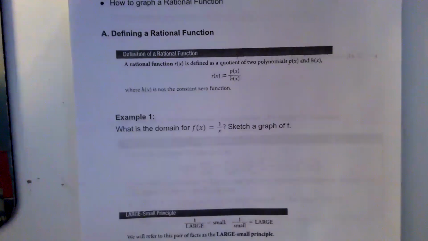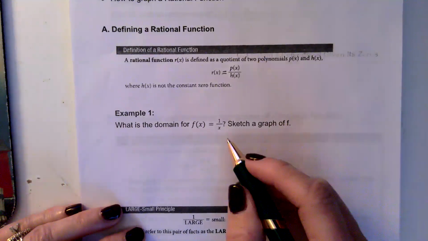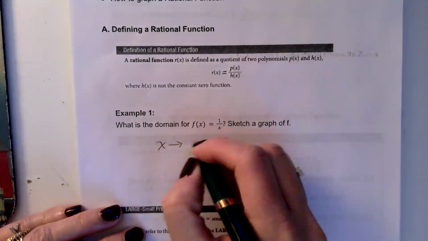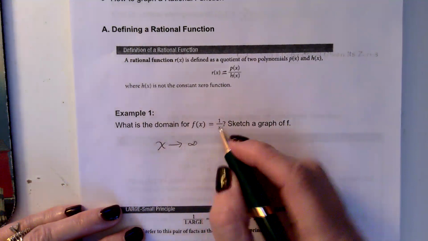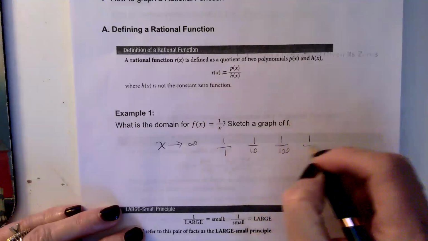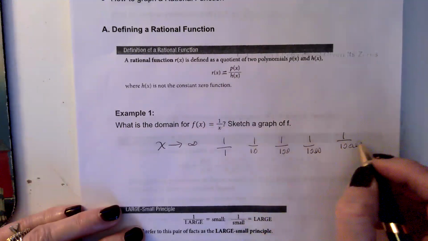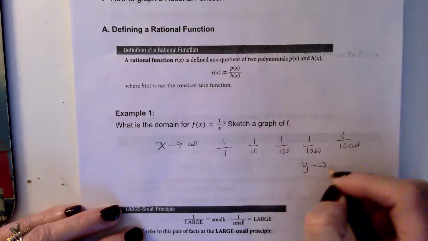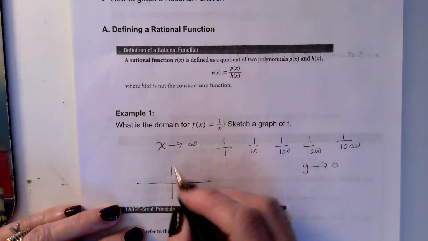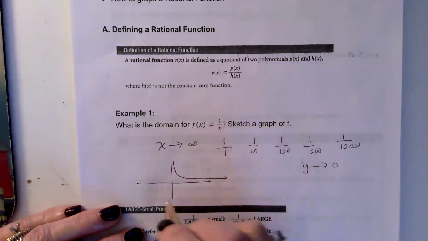So it says, what is the domain of 1 over x? This would be our basic rational function. If you think about it, as x gets infinitely large, let's say we go from 1 over 1 to 1 over 10 to 1 over 100 to 1 over 1,000 to 1 over 10,000, y is going to get really, really close to 0. And x can't equal 0. So it's going to go from really big to really, really small here.